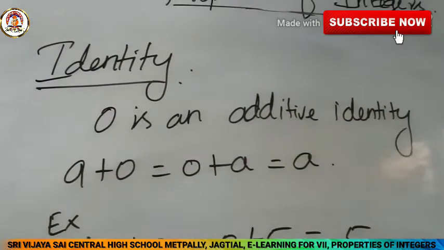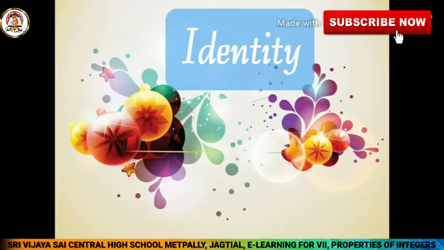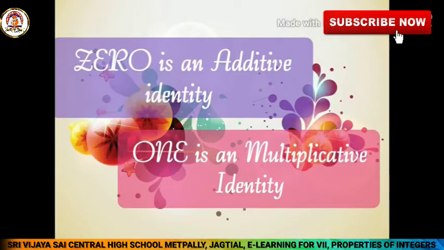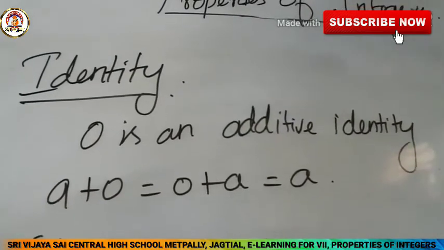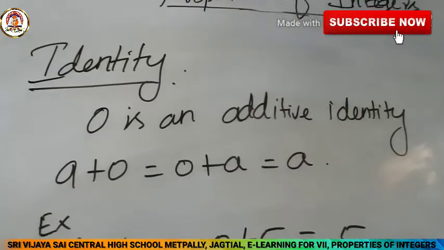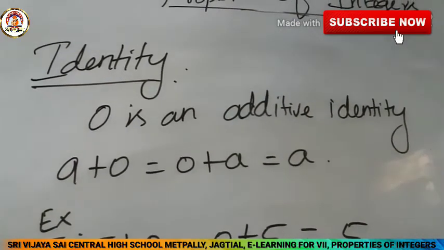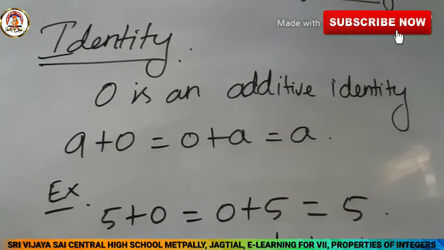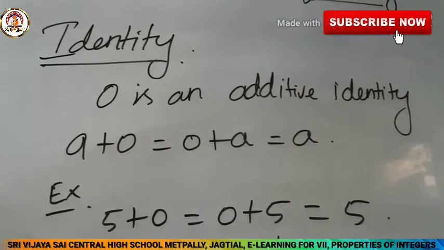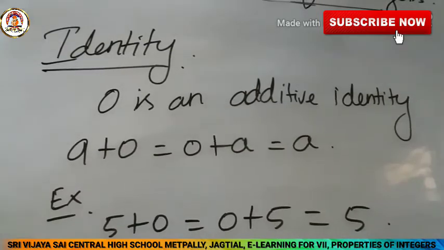Next one is identity. 0 is the additive identity. When you add 0 to any number, it gives the same number. For example, we take 5: 5 plus 0 is equal to 5.